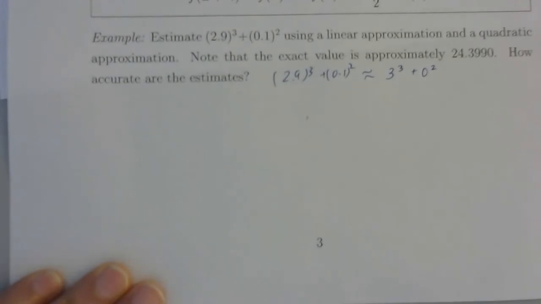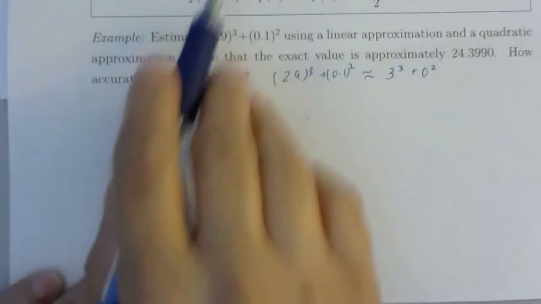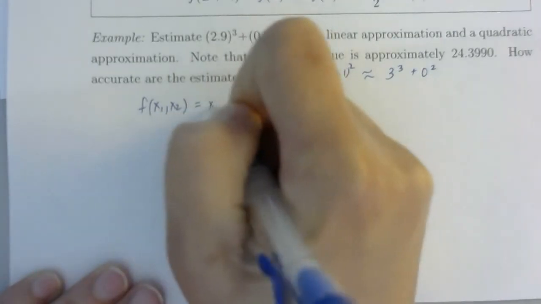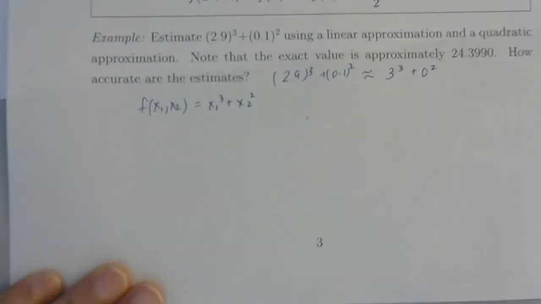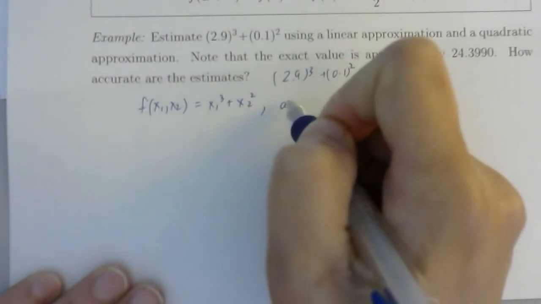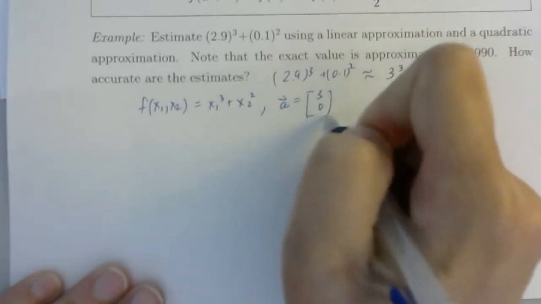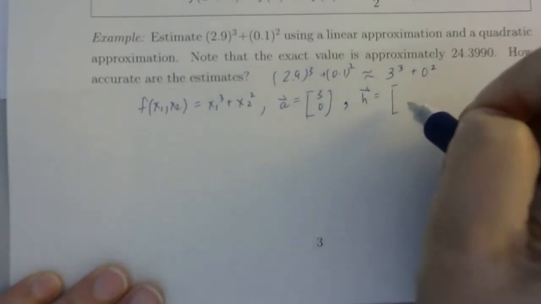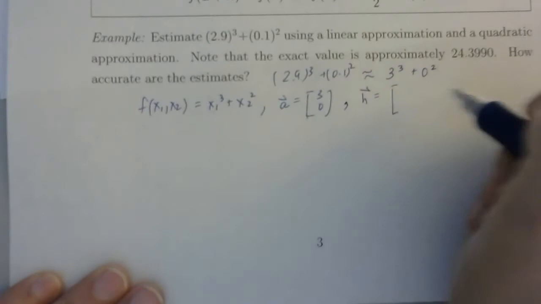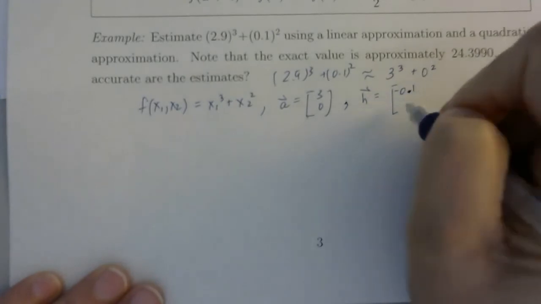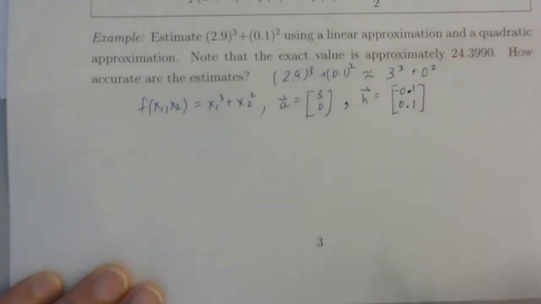And so I want to think about this in terms of the notation that we've used previously. I'll think of f, a function of x1 and x2, as being x1 cubed plus x2 squared, where a, the point I want to approximate around, is kind of like 3, 0. And h is this small perturbation. So it's the difference between 3 and 2.9, which is minus 0.1 for the first element, and between 0 and 0.1, which is plus 0.1 for the second element. I hope that that makes sense.